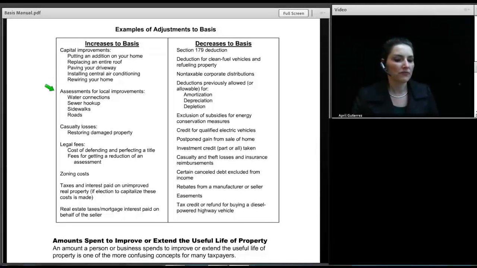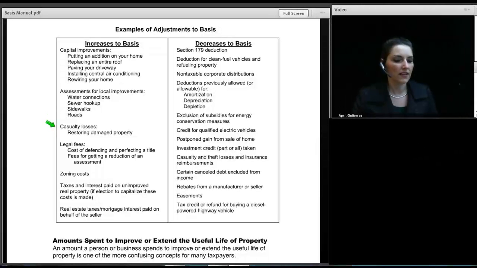Assessments for local improvements, such as the city comes in and hooks your house up to water, or puts in a sewer system, or adds sidewalks, or even paves the road in front of your house so that you go from gravel to pavement. All of those items improve the value of your house and add to its cost.